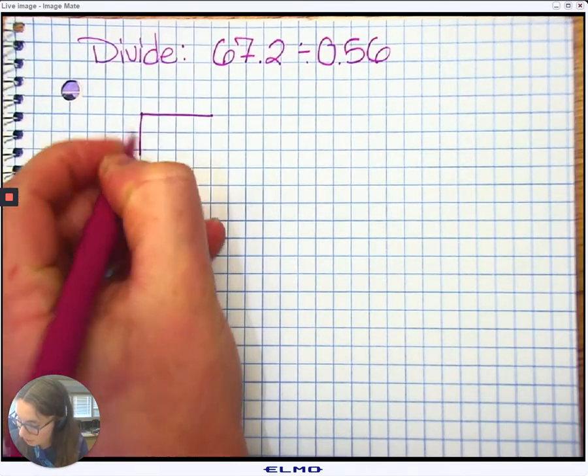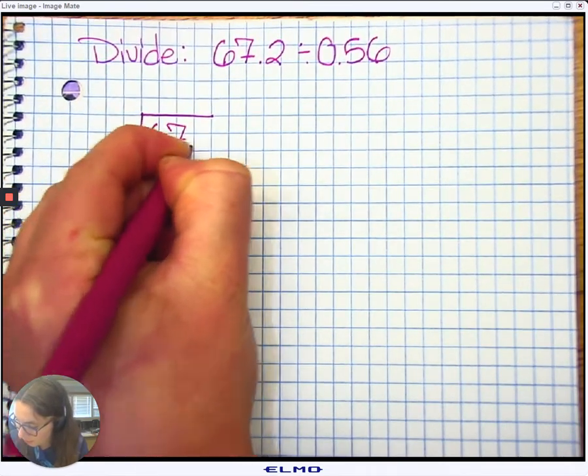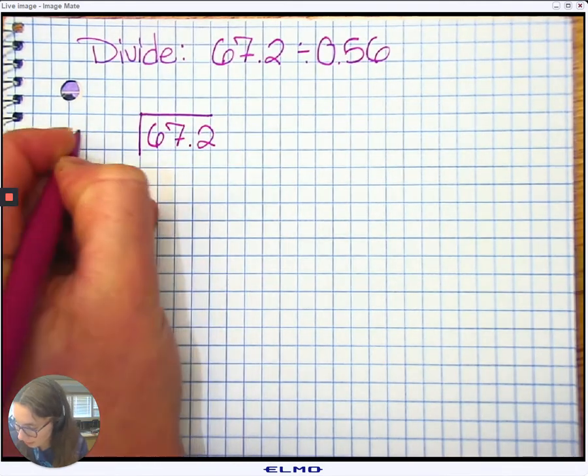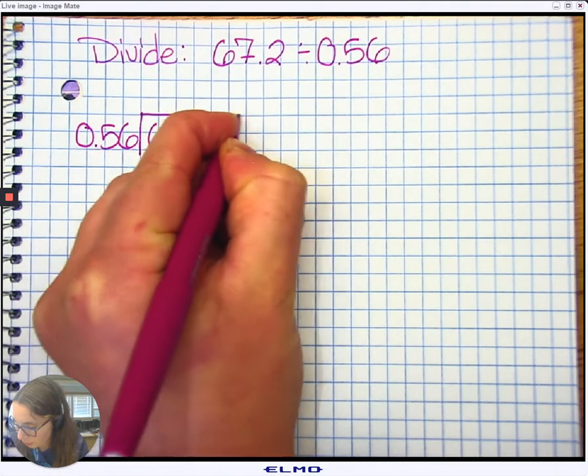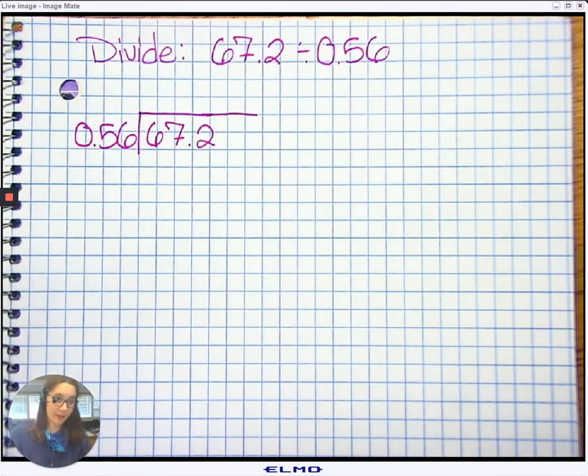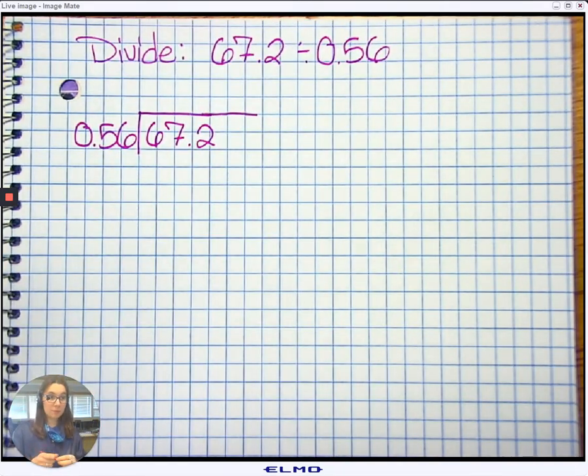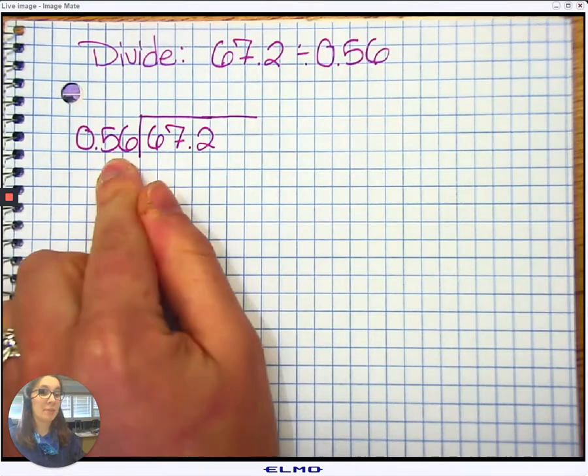The first number goes in the box, 67.2, and the other number goes outside the box, 0.56. I'm going to give myself a longer division bar there. I keep running out of room. Okay, so first step. I have a decimal outside my division box.